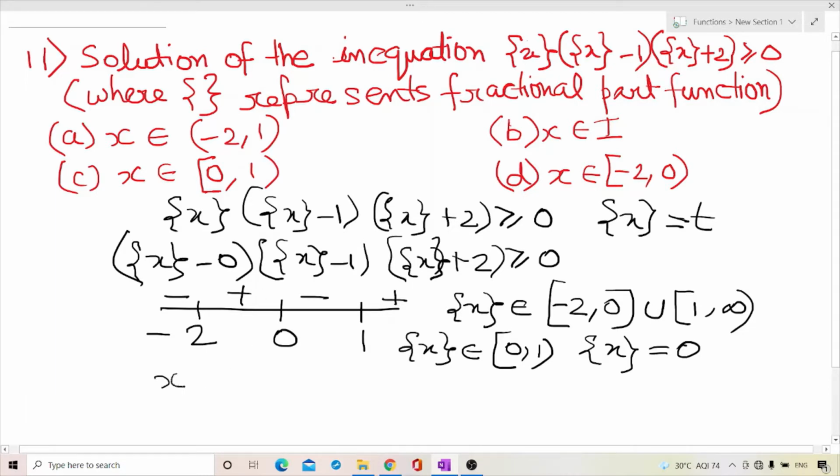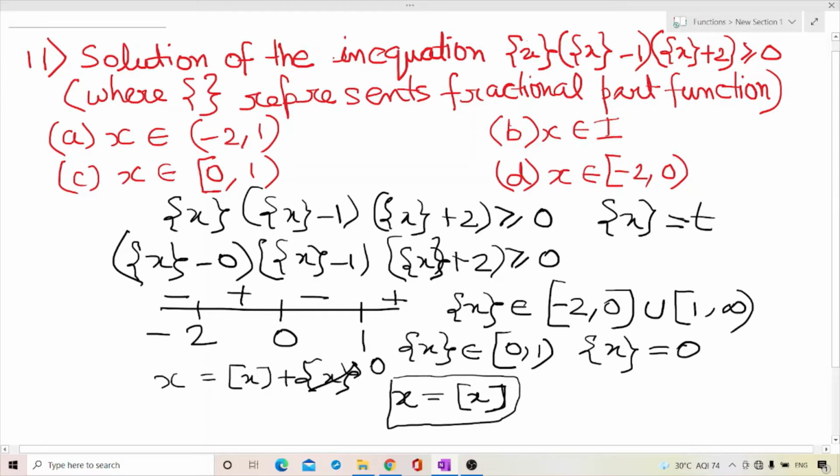So the only value of the fractional part of x which will satisfy the inequation is 0. As we know that x is equal to the greatest integer of x plus the fractional part of x, and if the fractional part of x is equal to 0, this means that x is equal to the greatest integer of x, that is, x will be an integer. Hence this is true for all the cases. Whenever the fractional part of x is equal to 0, x will be an integer. Okay, so this is a condition that we should remember. Hence I can say that x belongs to integers. So the correct option is B.